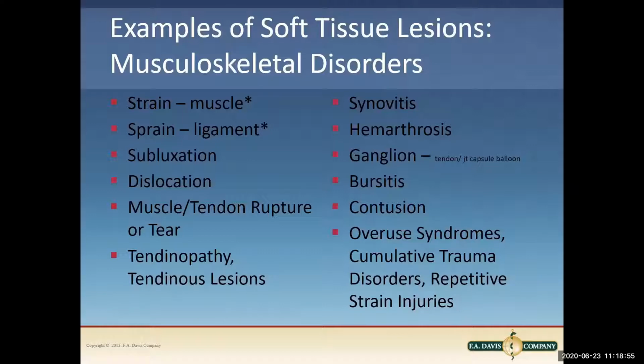Tendinopathy and tendinous lesions are when we have a problem with the actual muscle tendon, but the muscle itself may be fully healthy. Synovitis, inflammation of that synovial joint and synovial fluid. What's a hemarthrosis? Break that word down.